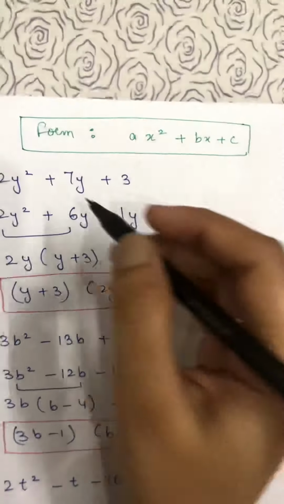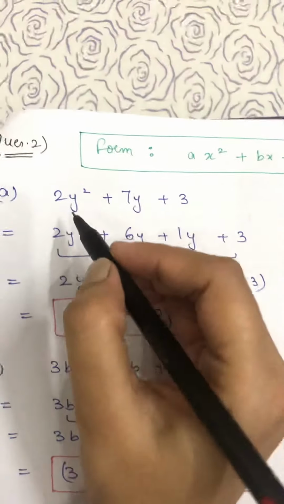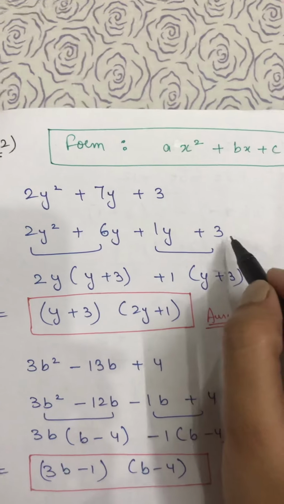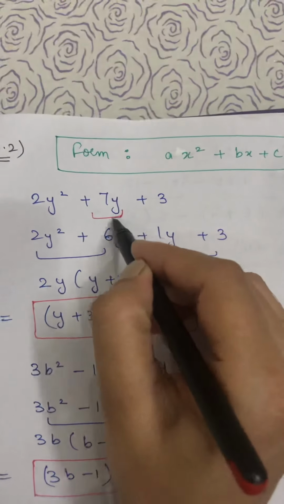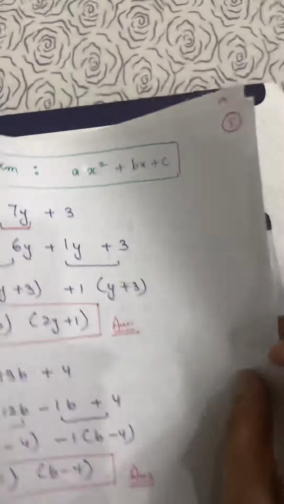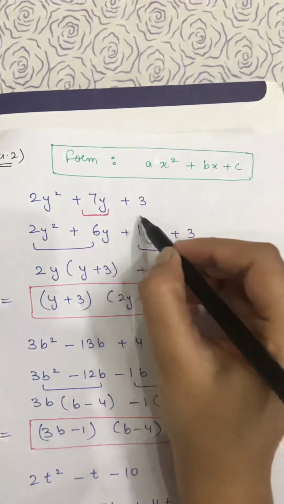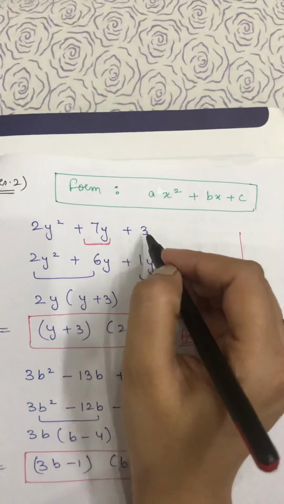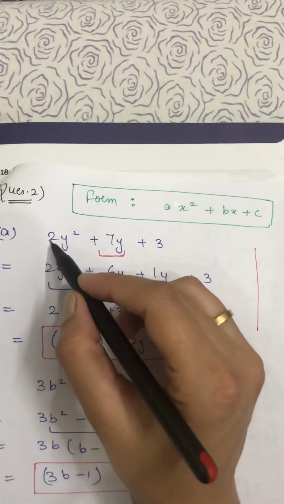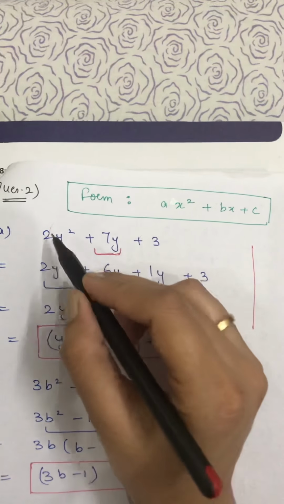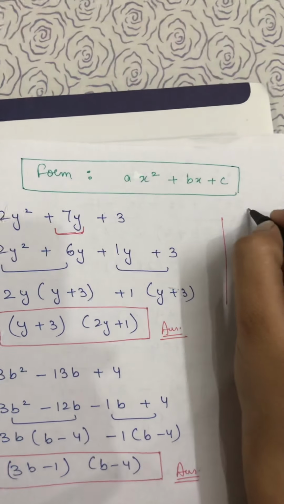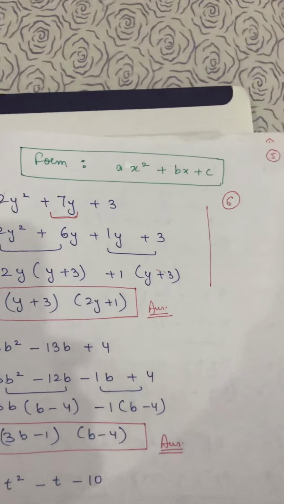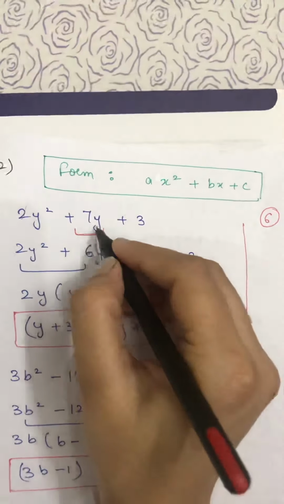Now how you have to do, the steps are the same. You have to write the first term as it is and the last term as it is, and you have to split the middle term. In the previous question you were making the factors of this 3. Now you have to make factors of this constant and this constant. You have to multiply these two. 2 multiplied by 3 is equal to 6. Now you have to make factors of 6, and the middle term is 7.